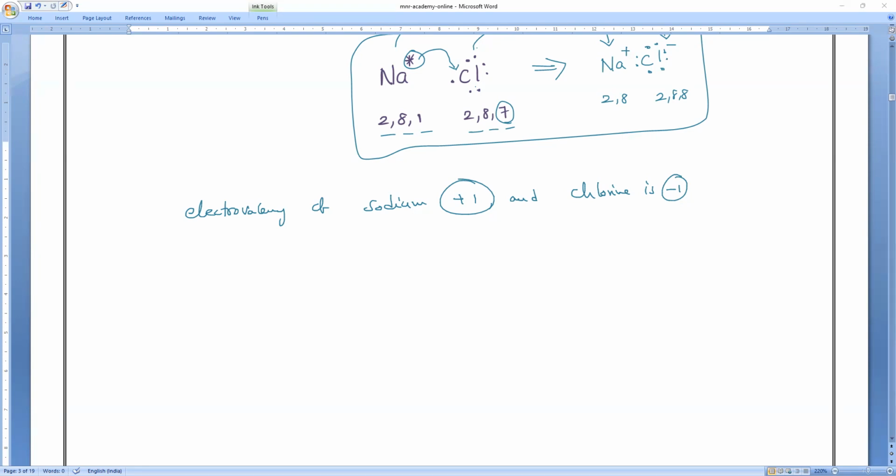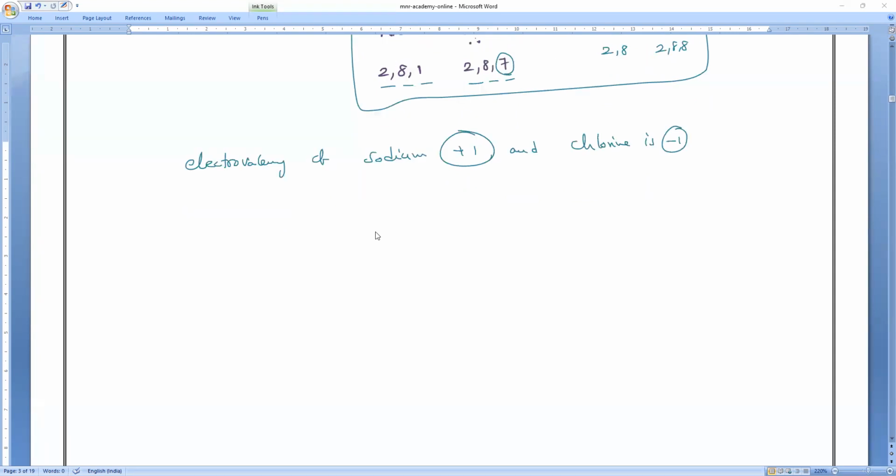Next, keep heading: Covalency. So what is covalency, everybody? Now you understand. Electrovalency means donating and receiving. Covalency means what? Only by sharing. That is what you have to remember.